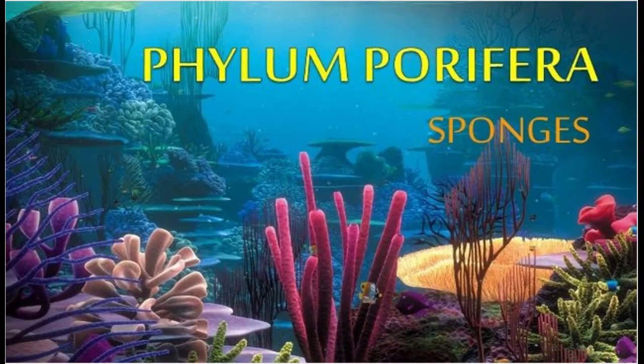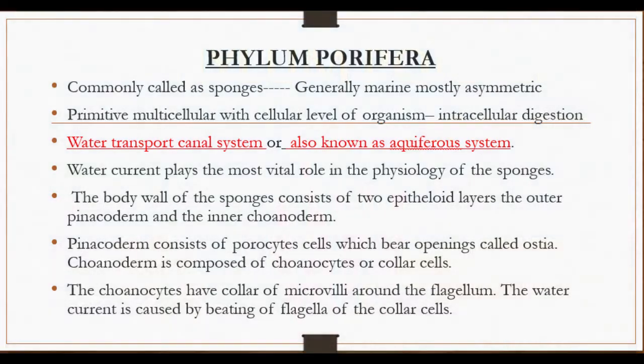The first one is phylum Porifera, or the sponges. See how beautiful they are. Phylum Porifera are commonly called sponges. They are generally marine, found in seas. Mostly they are asymmetric. If you have any doubts regarding these words, you can go and watch the previous video, where I have mentioned these in detail.